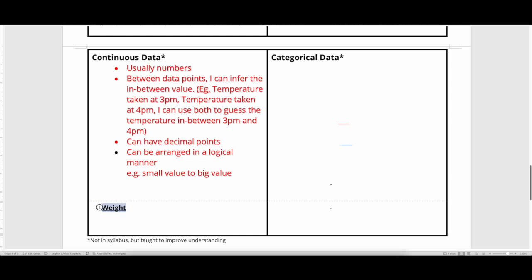So I weigh myself today. I weigh myself one week later. From there I can infer the in-between value. Right, another example, maybe when it comes to tourism, maybe income is another one. So income is, let's say, two persons, rich and poor. I can arrange them in a certain logical manner. I can have a decimal point, and I can infer in-between values as well.